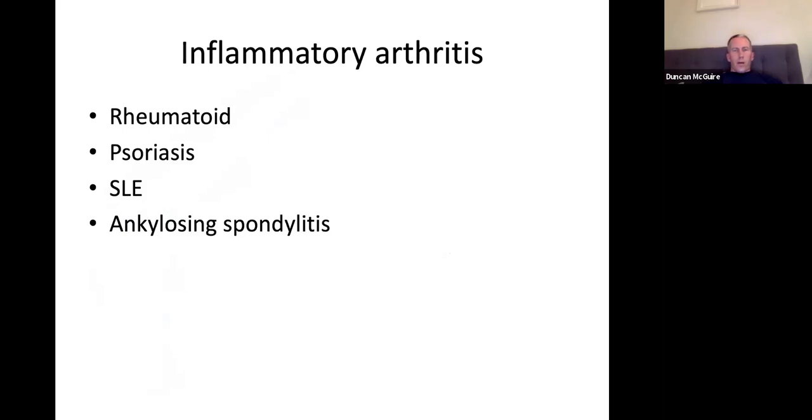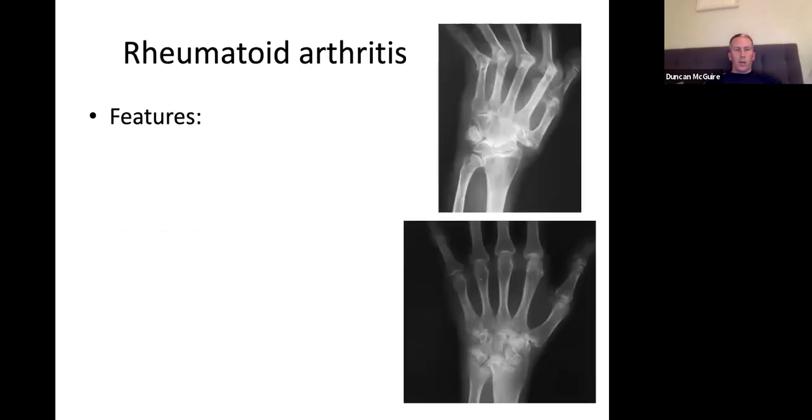Okay, inflammatory arthritis, it's a big topic, so I'm not going to talk too much about it. Rheumatoid is obviously the one that we see the most, but we do see psoriasis, SLE, ankylosing spondylitis. So the hand and wrist are very involved in rheumatoid, although these days we're seeing much less of it due to the disease modifying agents.